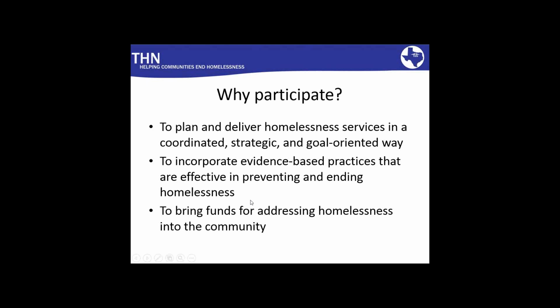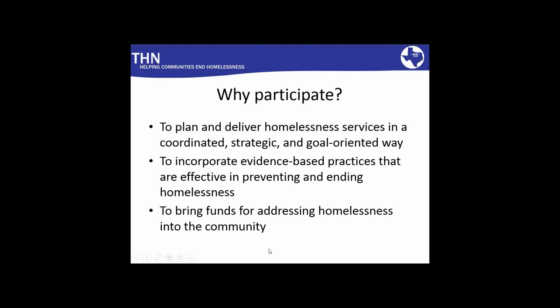Secondly, similar concept, to incorporate evidence-based practices that are effective. And along with that is not just working on your local community, but us as a COC really having a direction, having certain goals that we're going to accomplish as a COC so that we're being strategic.